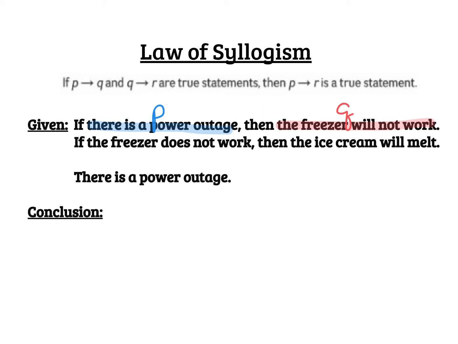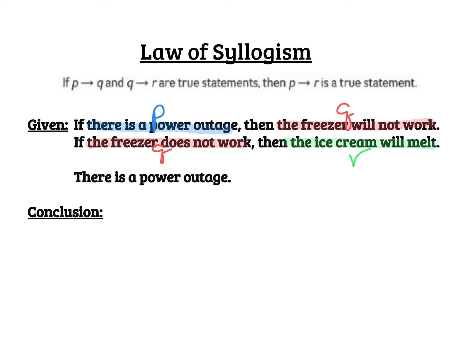And then I'm going to say that if the freezer does not work, we repeat Q. The freezer doesn't work, and then something else will happen as a result. Then the ice cream will melt. And that's going to be R. So there's multiple things happening here, right? There's a power outage, then the freezer's not going to work. If the freezer doesn't work, then we don't have ice cream because it's melting. Okay, P, Q, Q, R.